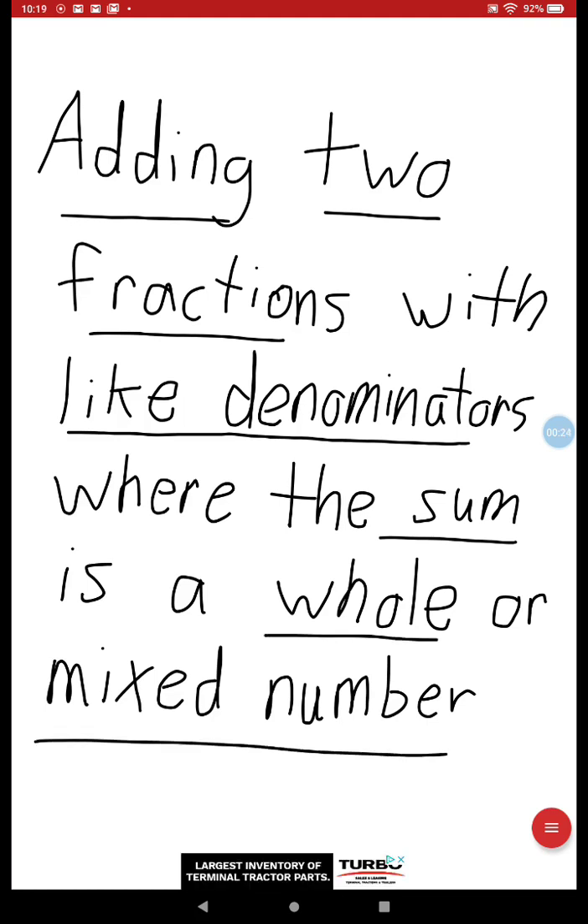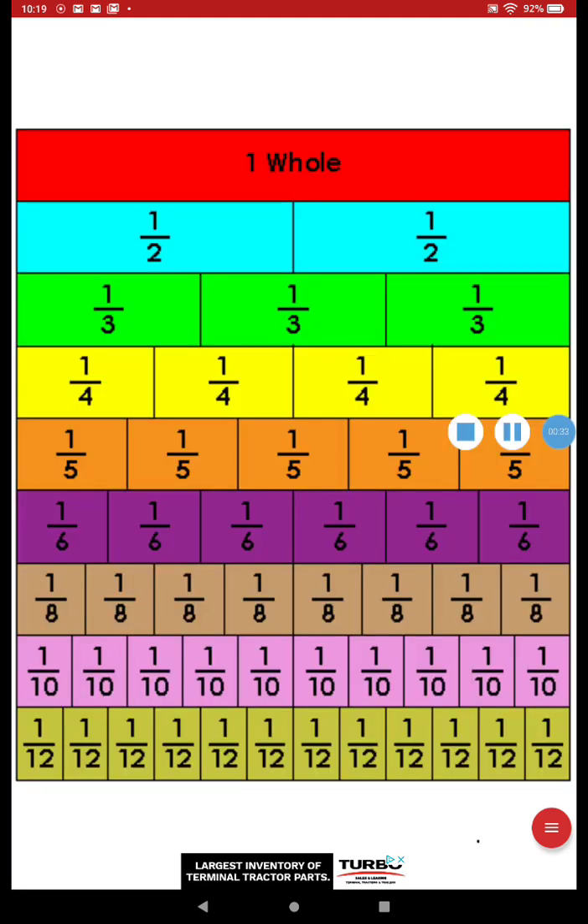Well, what do you mean, Mr. Ivan, when you say the sum's going to be a whole or a mixed number? Well, let's take a look at our rainbow fraction charts. All right, so when I look at my rainbow fraction chart, I might have a fraction that says 4/5 plus 4/5.